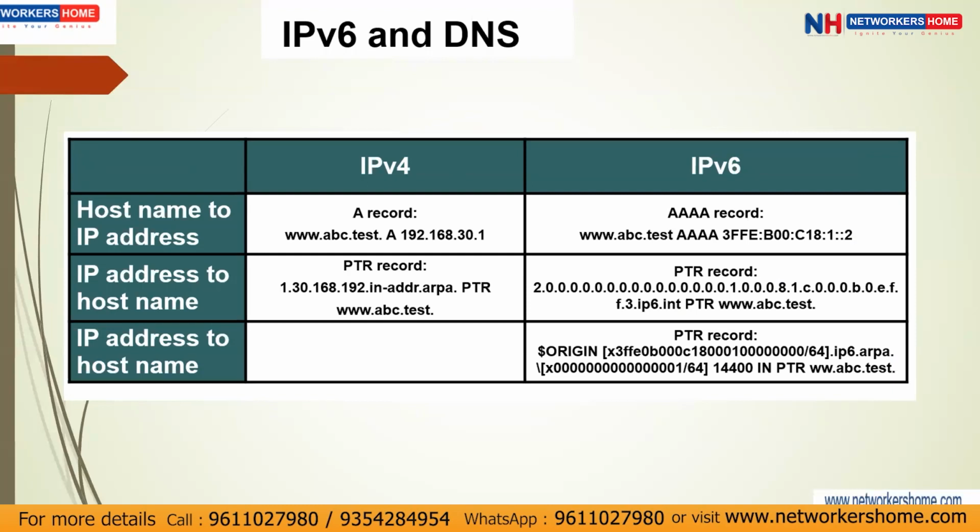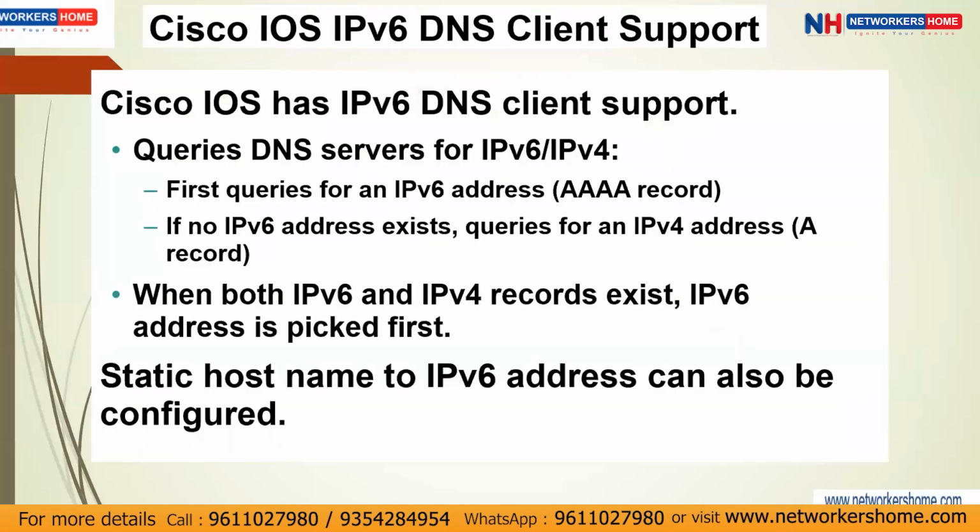So for host name to IP address resolution, we have the A record. In IP version 6, we have the quad A record. For IP address to host name, we have the pointer record. Here we have the pointer record, only the format has been changed. What we have in IP version 4 is completely different from what we have in IP version 6. For IP address to host name, the pointer record origin addresses are under ip6.arpa, with CIDR 64, and then 1400 in the pointer, pointing to www.abc.test.